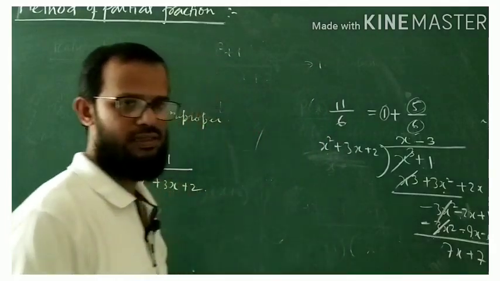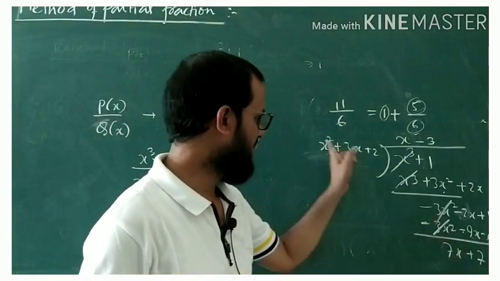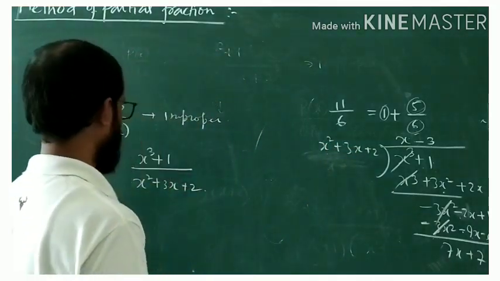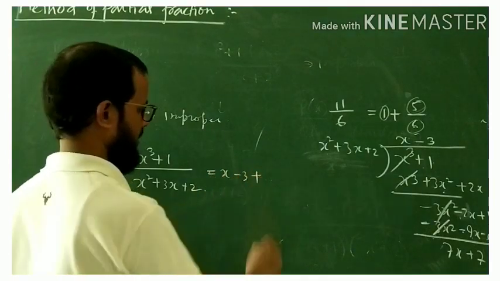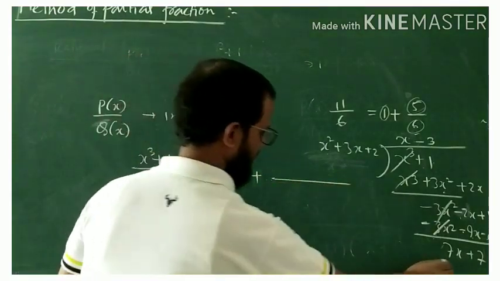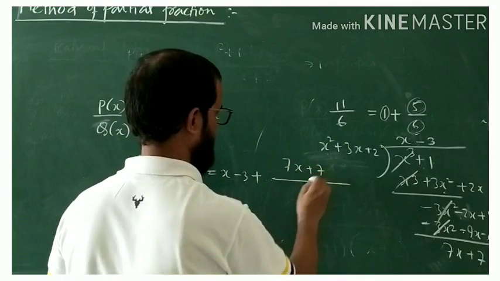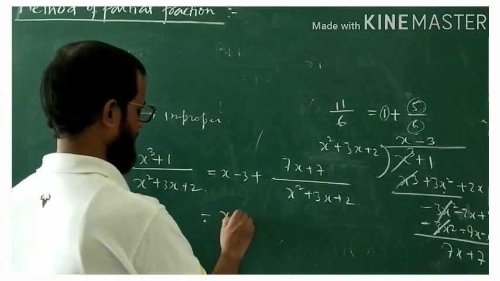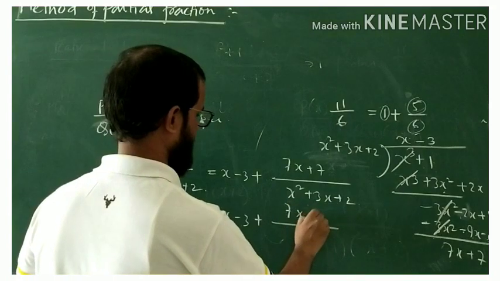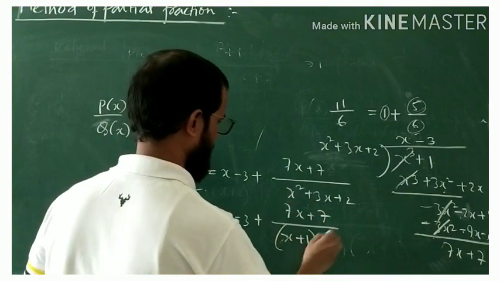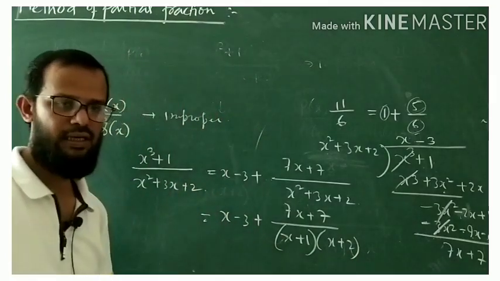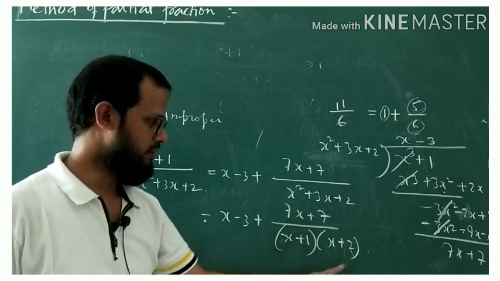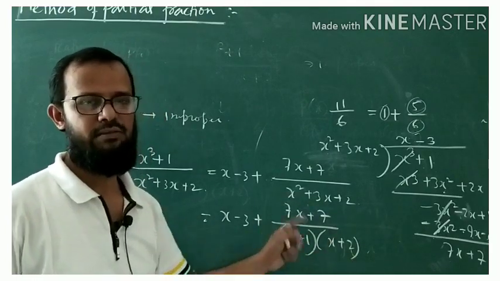Okay, 7x + 7. Now the power of x is 1, which is less than the power of x in the denominator, so no need to divide again. So how can you write this particular expression? The result is x - 3 plus the remainder 7x + 7 divided by x² + 3x + 2. Now this can be written as x - 3 plus 7x + 7 over (x + 1)(x + 2). Clear everybody? And see, this particular denominator can be factorized, so it can be resolved into a partial fraction.